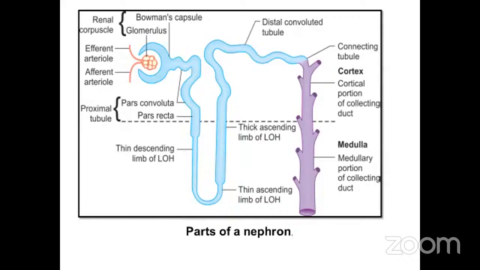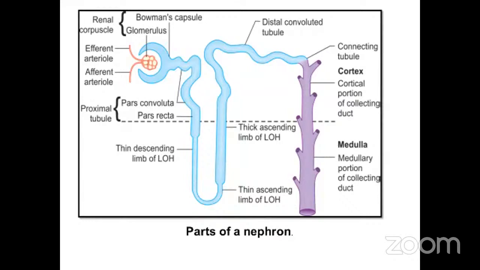There are abundant mitochondria in the epithelial cells of the pars convoluta, and fewer in the pars recta. Maximum reabsorption takes place through the pars convoluta part of the proximal convoluted tubule.